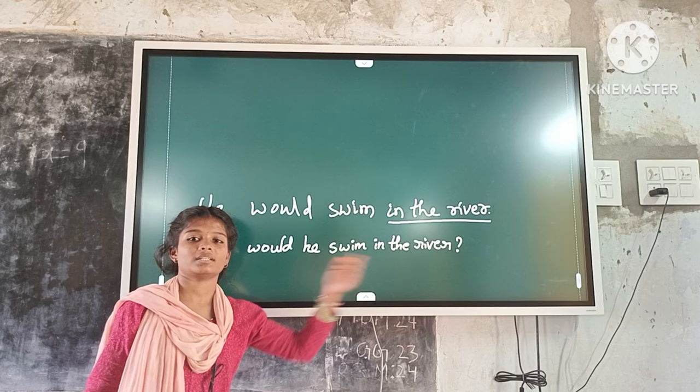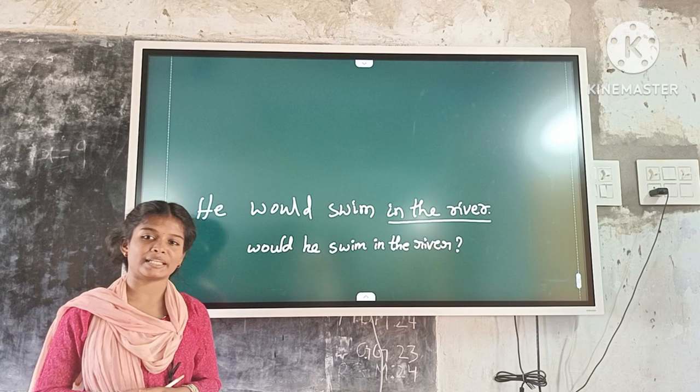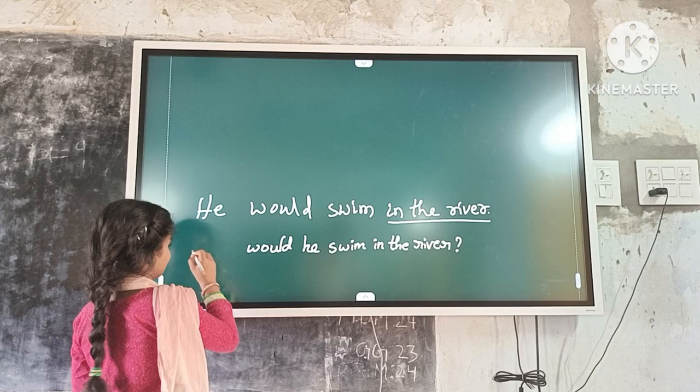Now we write the appropriate WH word for in the river at the beginning. What is the appropriate WH word? Where. So the answer is: where would he swim?